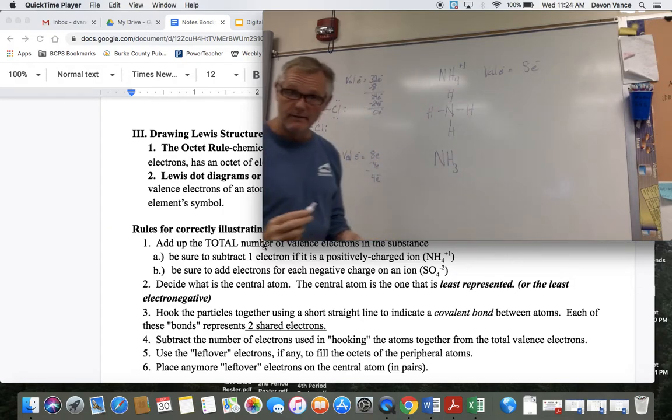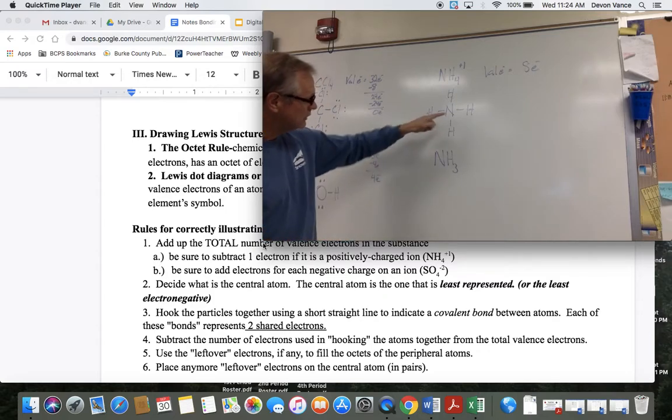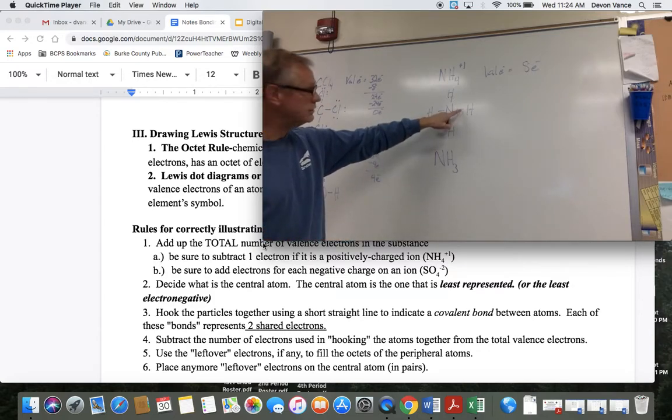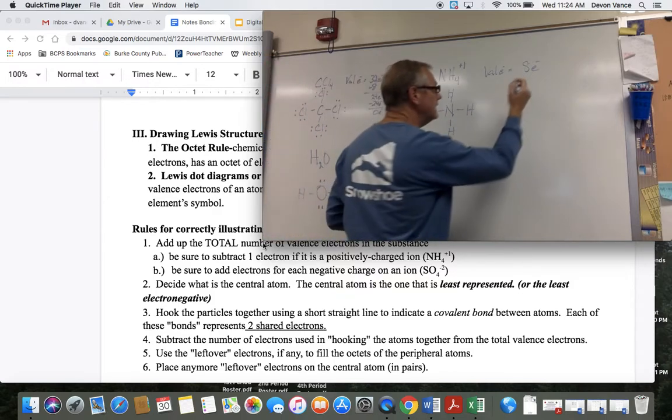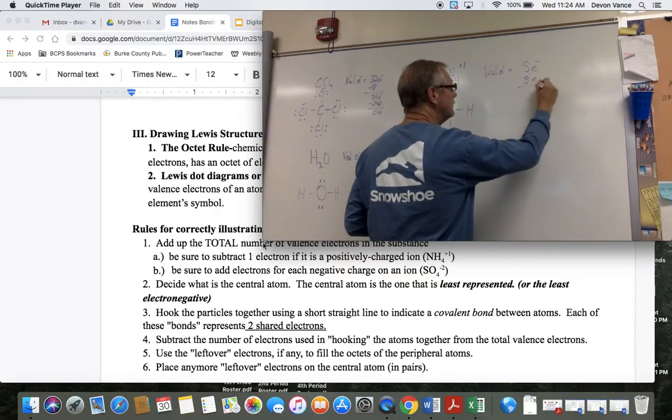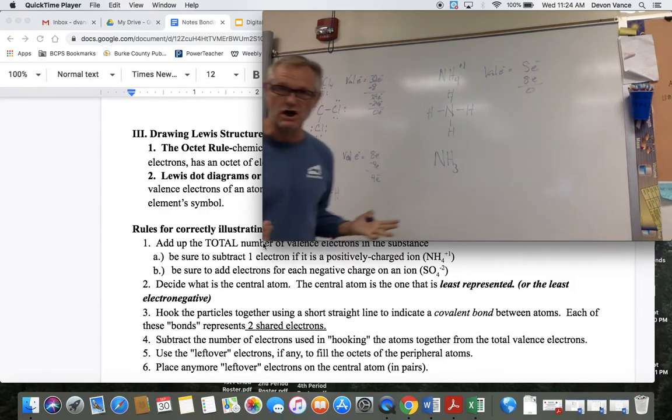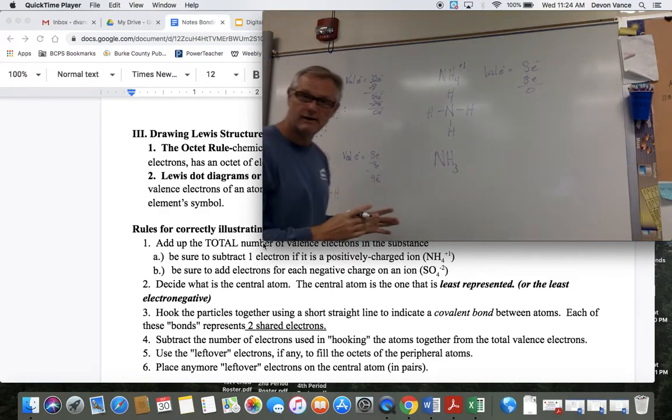And then remember, your hydrogens just need to do the duet rule. So I'm going to count the number of electrons used: 2, 4, 6, 8. I used all 8 of those electrons right then, so I have none left over. So let's just see if everybody's good.